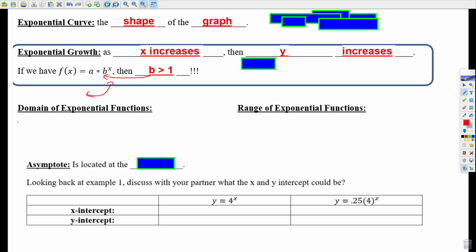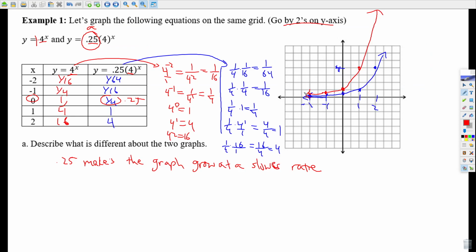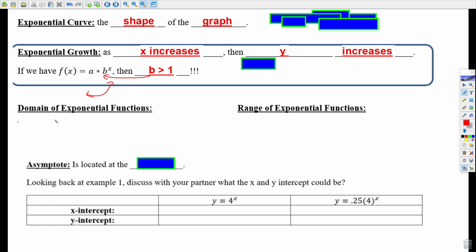Domain. The domain of these graphs, well, let's look at it. It goes forever this direction. We already talked about how there's an asymptote here, and it also goes forever this direction. It covers all x values, so we'll say the domain is all real numbers. Or you could say, remember, negative infinity to positive infinity.